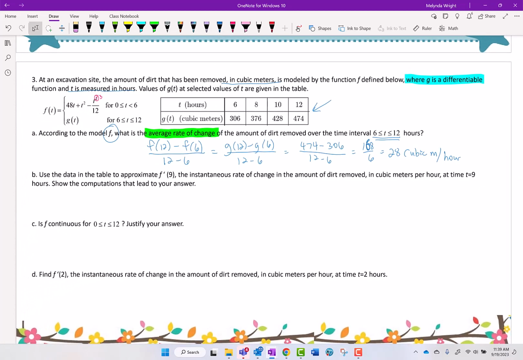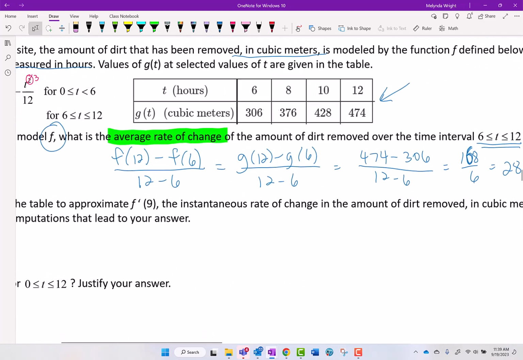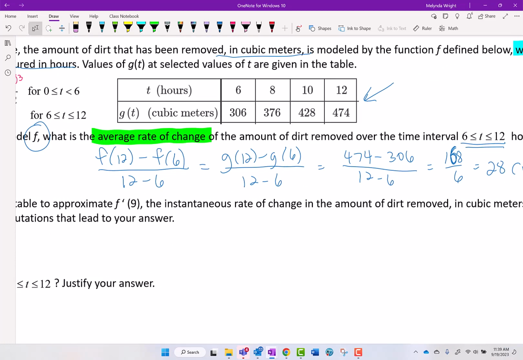Part B, use the data in the table to approximate f prime of 9, the instantaneous rate of change in the amount of dirt removed in cubic meters per hour at time t equals 9. Show computations that lead to your answer. Okay, well, we've done this before, right? We know how to approximate the derivative given function values.